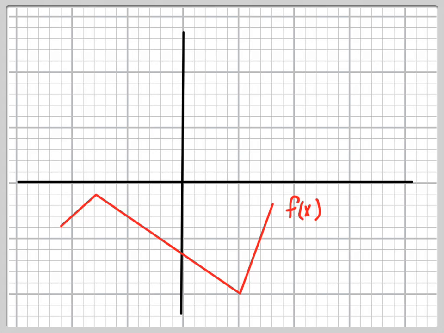Alright, let's find the inverse of f of x. Here's my red graph called f of x, and I want to find the inverse. So first of all, let me just remind you that the inverse is always going to be a reflection over the line y equals x. So if I draw the line y equals x right there, that's the line y equals x. The inverse of the red graph f of x is going to be a reflection over that line.